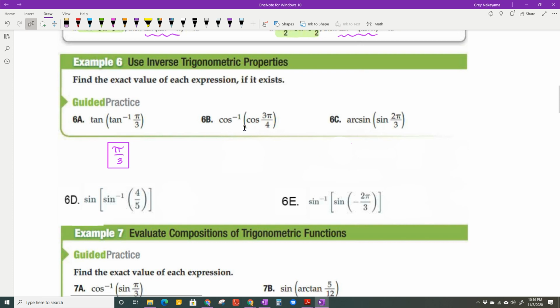Inverse cosine of cosine of 3 pi over 4. What quadrant is 3 pi over 4 in? It's in the second quadrant. Cosine works in the second quadrant, so it's just 3 pi over 4.